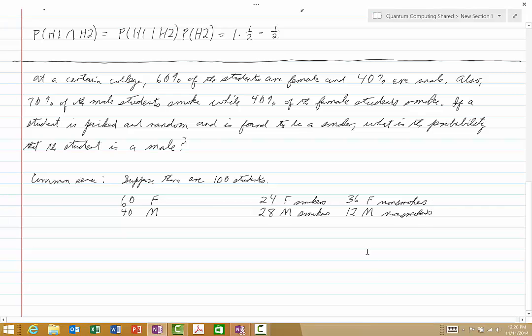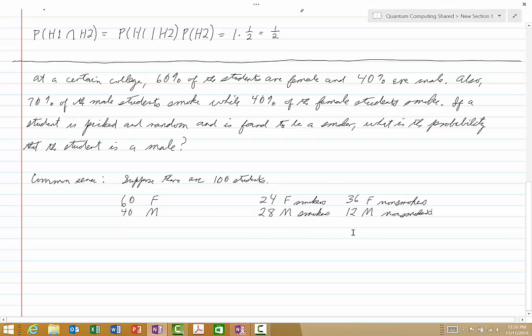And just to check our math, for these 100, this should add up to the total 100. So let's see, 12 and 36 would be 48. 48 and 24 would be 72. 72 and 28 is indeed 100. So here would be our 100 students.